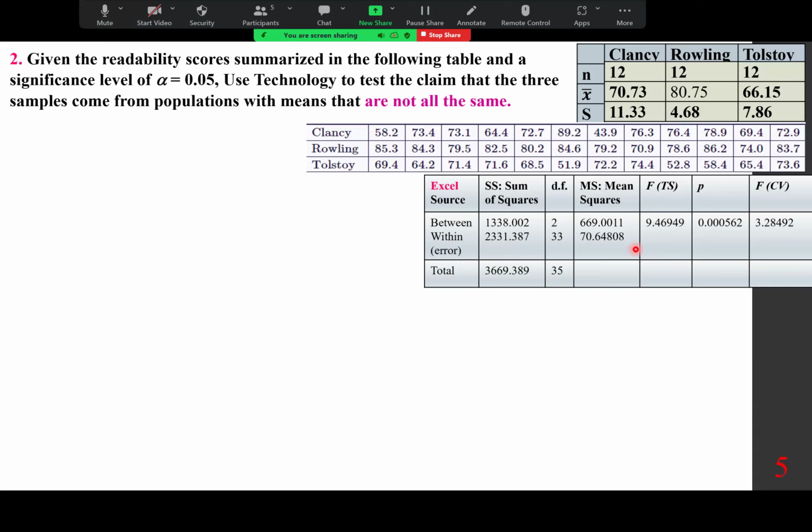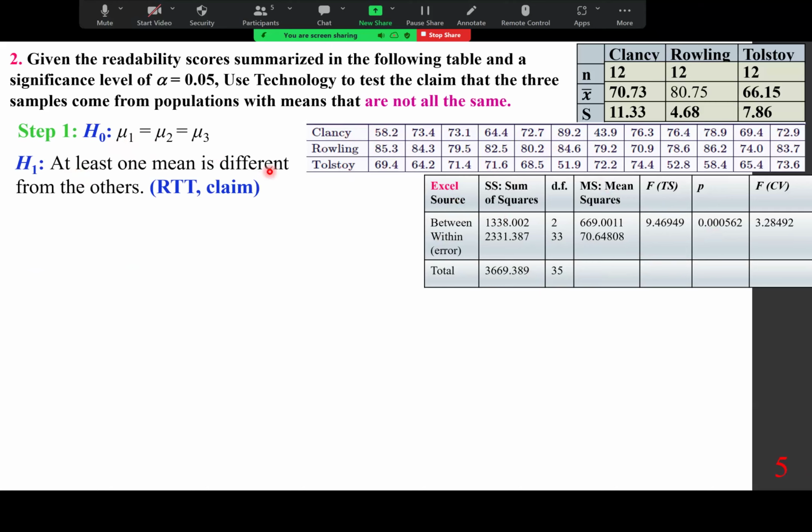And we're going to look at the TI calculated result as well. But let's start. H0, there are three different groups. We are assuming mu1 equals mu2 equals mu3. And H1, at least one of them is not. We take it to be a right tail test, and that is the claim. So at least one mean is different from the others, because that's what we are checking. You follow what I'm saying? So that becomes the claim.